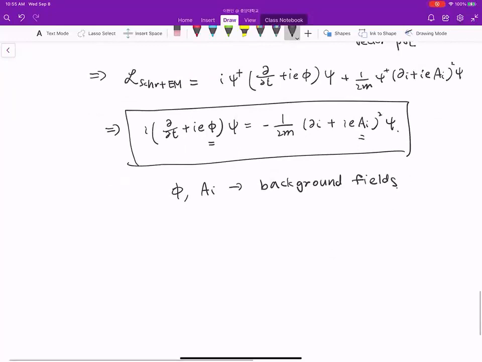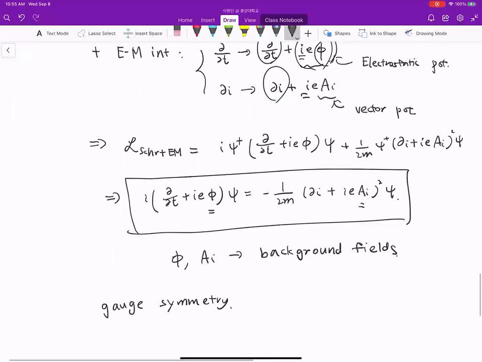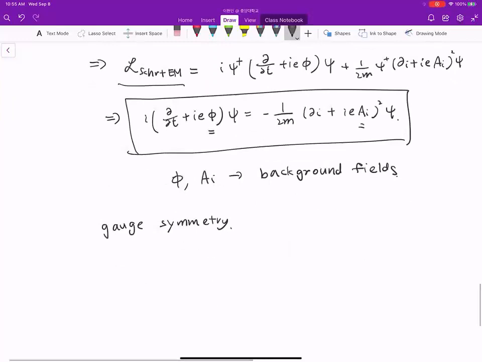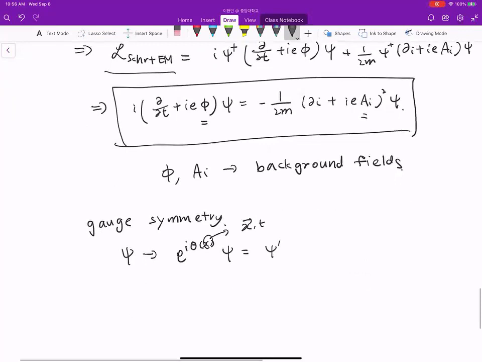So here I wanted to tell you about gauge theory. There is a gauge symmetry in this Lagrangian, the Schrödinger electromagnetic Lagrangian. The gauge symmetry means the form of the Lagrangian does not change. Let me call this X collectively. X is the space and time. So theta is a function, and this is a real function.